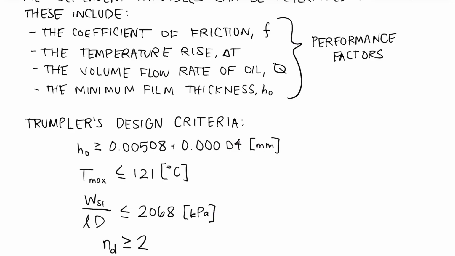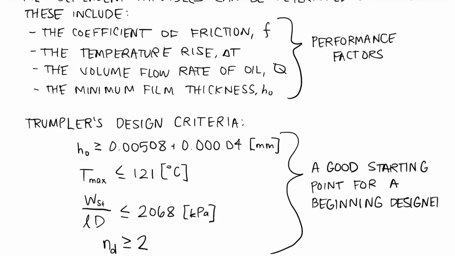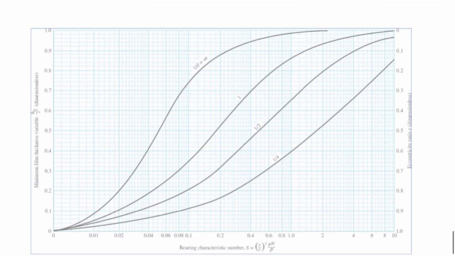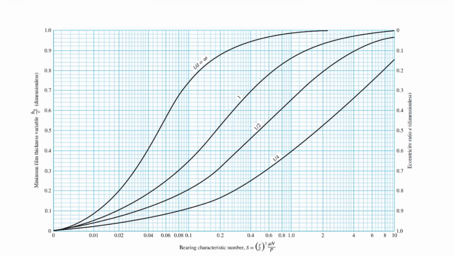Now again, this is a starting point, so for your particular application, this might not be appropriate. For example, you may have a high temperature application where you need to be able to withstand temperatures higher than 120 degrees Celsius. And there are ways that you can design for that. This is just a starting point for a beginning designer. All right, now before we wrap up, just one more thing I wanted to go over, and that is how to use some of these charts that come out of the Raimondi and Boyd papers.